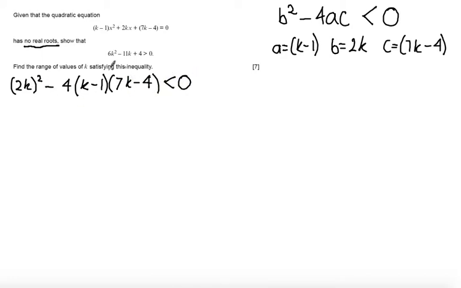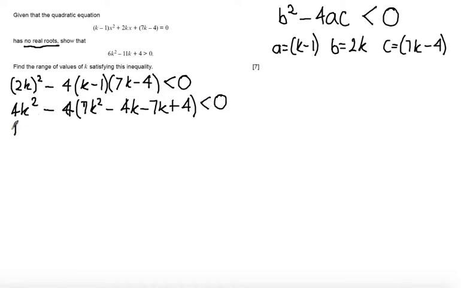So I'm going to expand my brackets. Remembering that (2k)² means 2² times k², so this is 4k². Minus 4, and I'm just going to expand the bracket first of all. So I'm going to get 7k² − 4k − 7k + 4, all less than 0.